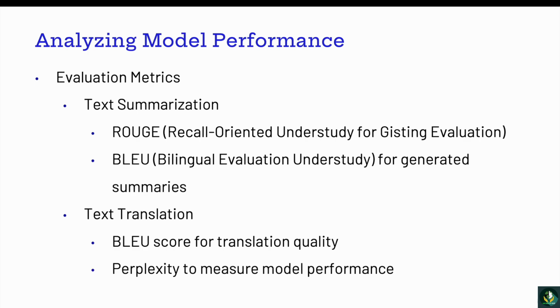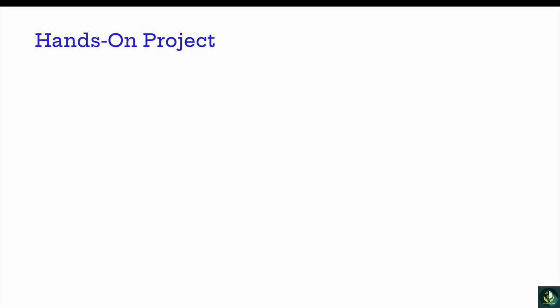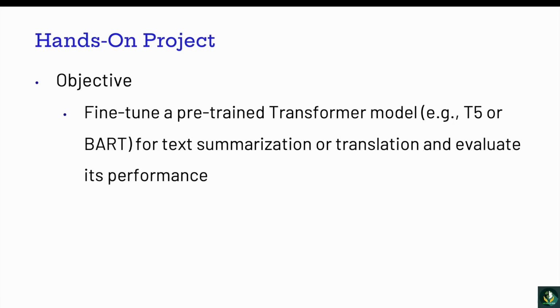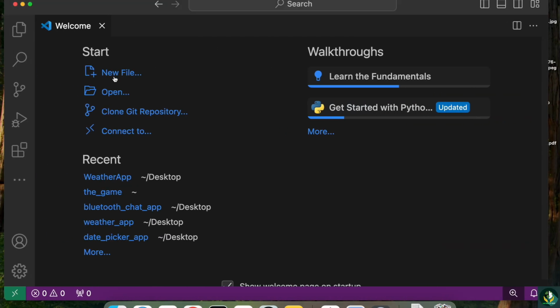Next, for text translation, we have the BLEU score for translation quality, and we have perplexity to measure model performance. With this in mind, let's jump into our hands-on project where the objective is to fine-tune a pre-trained transformer model, for example T5 or BERT, for text summarization and or translation and evaluate its performance. So let's get started.